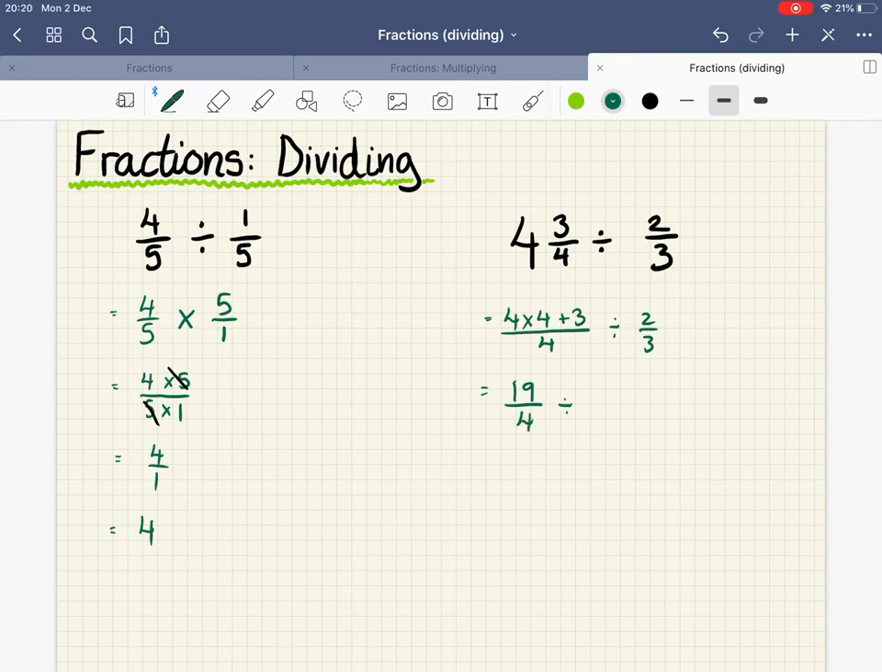So 19 over 4 divided by 2 over 3. And now I can do my flip. So the first fraction stays the same. Change that divide into a times. We now have 3 over 2. So I've got 19 times 3 over 4 times 2. So 19 times 3, that will be 57 over 8. And that does not simplify, so that stays as is. And that's all you need to do when dividing a fraction.